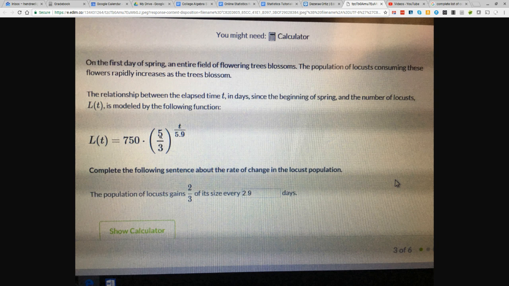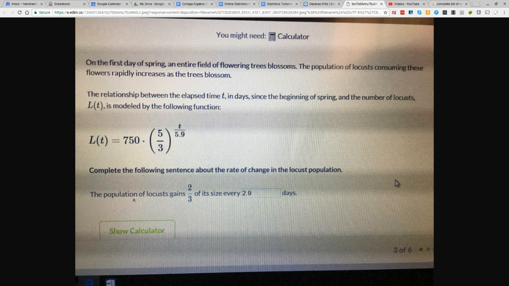So this 5/3 is really 1 plus 2/3, or 3/3 plus 2/3. So 2/3 is the amount of increase. That's the gain. If it was less than 1, it would be a decrease, right? The population would be decreasing as time moved forward. Okay, so that's why it's 2/3.